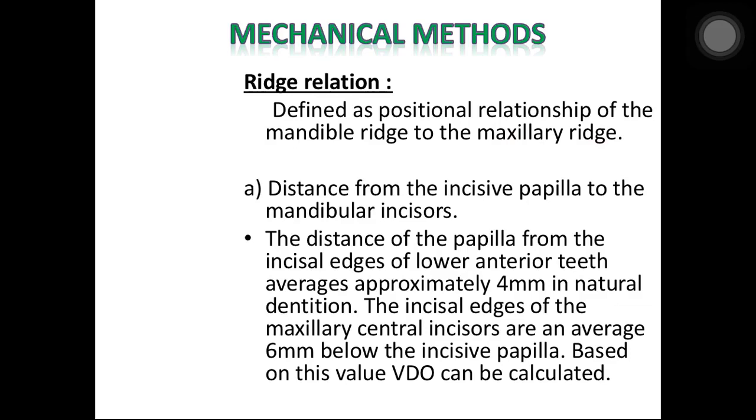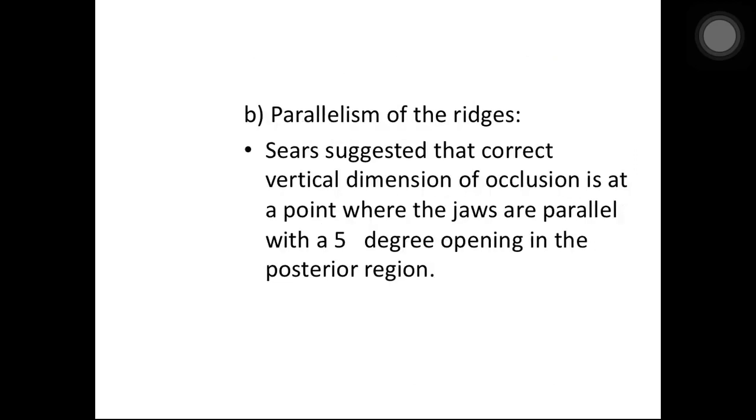Distance from the incisive papilla to the mandibular incisors can also be recorded. This distance from the incisal edges of lower anterior teeth averages approximately 4 millimeter in natural dentition. The incisal edges of maxillary central incisors are an average of 6 millimeter below the incisive papilla. Based on this value, vertical dimension of occlusion can be calculated.